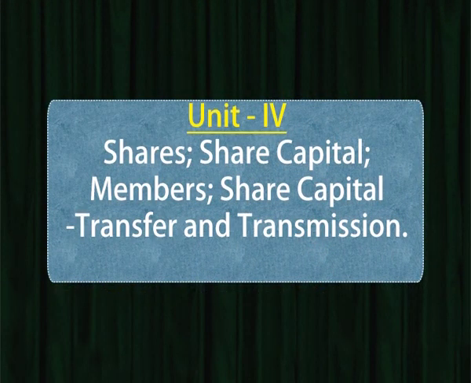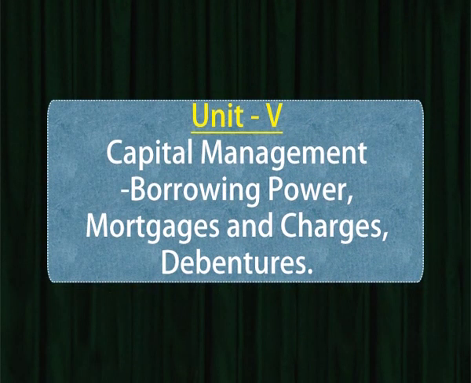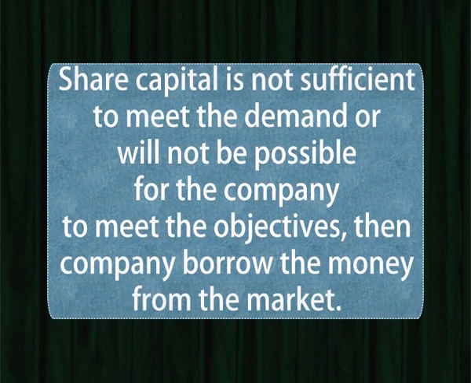When we talk about unit number 4, which deals with the share capital, member, share capital transfer and transmission, we will study what are the different types of shares which can be issued by the company, what is the share capital, what are the types of the share capital and how the shares are transferred and how the shares can be transmitted. When we talk about unit number 5, which is related with the capital management, borrowing power, mortgages and charges and debenture, then we will talk about how the company's capital is being managed.